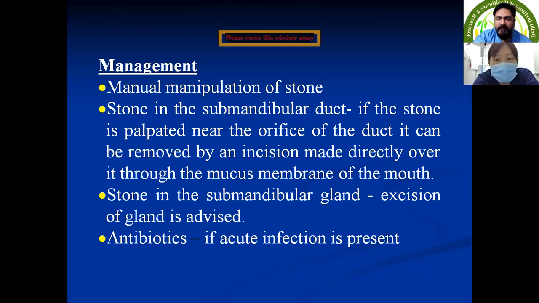The stone in the submandibular gland, if the stone is palpated near the orifice of the duct, can be removed by an incision made directly over it through the mucous membrane of the mouth. For a stone in the submandibular duct, excision of the gland is sometimes advised, and then antibiotics if acute infection is present.